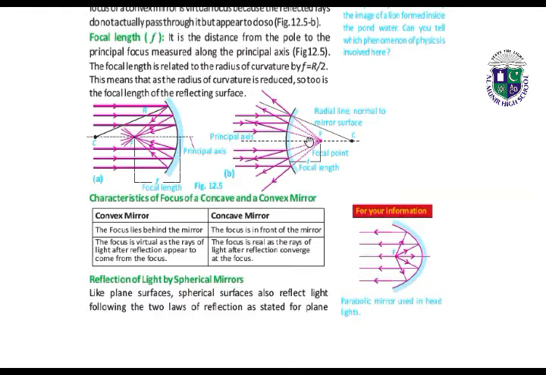And here we have the convex mirror. It is on the back side of the mirror. This F point is virtual. So the actual rays are not passing through this point. So that is the main difference. That's why one is called converging and the other is called diverging.